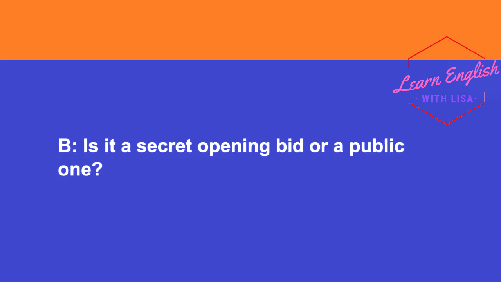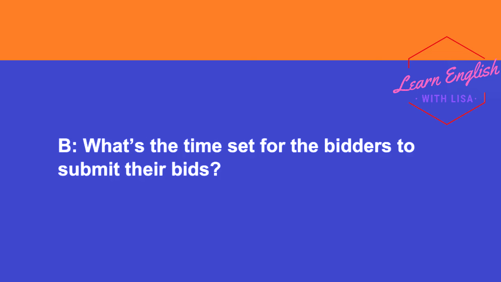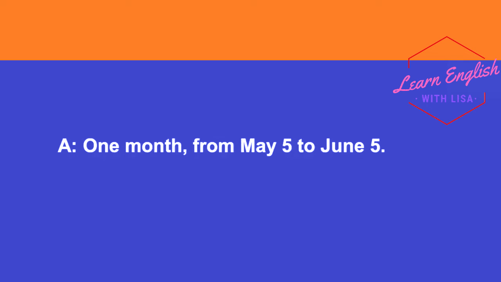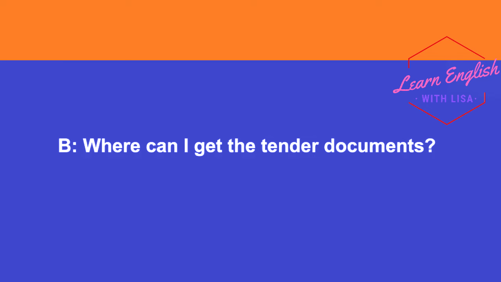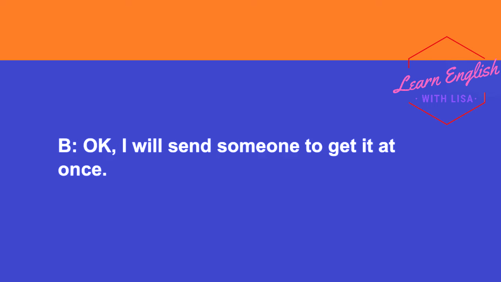Is it a secret opening bid or a public one? A public opening bid. What's the time set for the bidders to submit their bids? 1 month from May 5th to June 5th. Where can I get the tender documents? You have to come to our office for the tender documents. Okay, I will send someone to get it at once.